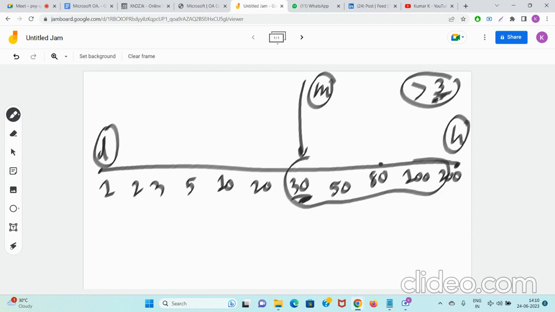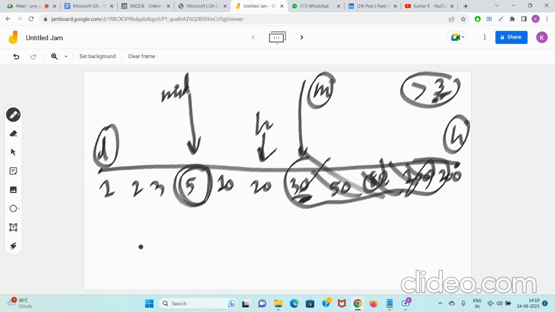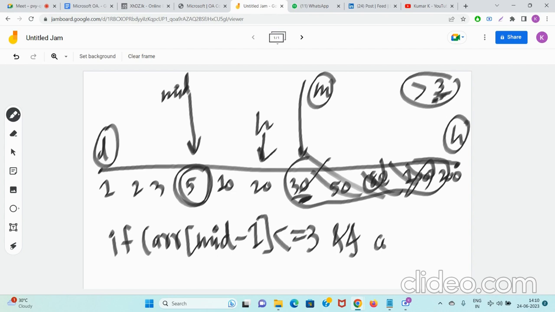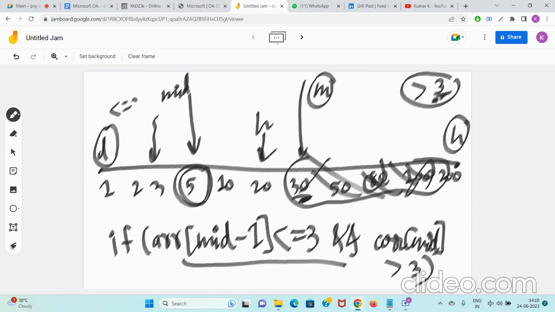So you will cut this range, and your high pointer will become this. Now you will try to find the middle guy again. This time the middle guy is 5. So now you do one extra check. What check do you do? If array of mid minus 1, the guy just behind you, is less than or equal to 3 and you are just greater than 3, it means you found the right guy. See guys, this guy is just less than or equal to 3 and this guy is just greater than 3, meaning this is the smallest number greater than 3. So you find this answer and you return this answer.